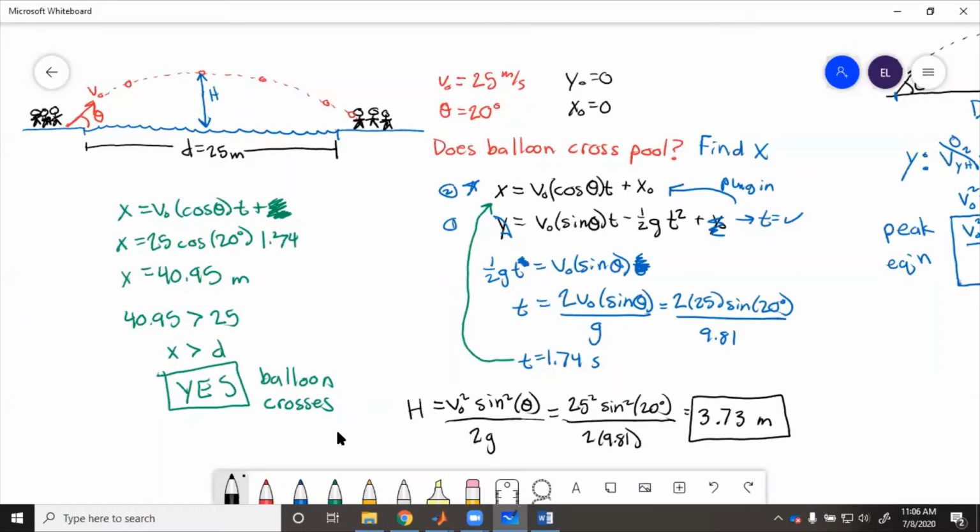And because this max height equation is for something starting and ending at the same height, that also means that this parabolic path is symmetric. So the max height occurs exactly in the middle of the path.